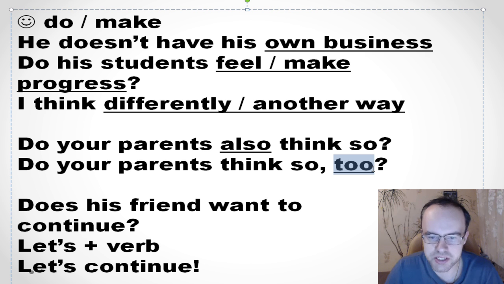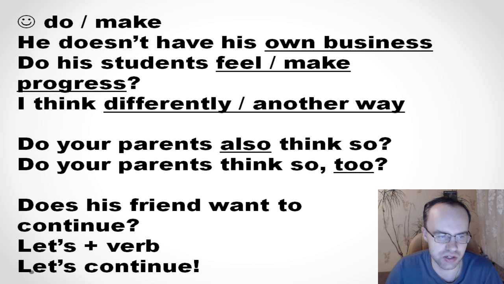So does his friend want to continue? So normally we put to between two verbs. We say want to do something. And let's look at this structure. Let's plus verb. For example, let's continue. Let's continue. Really, let's continue.